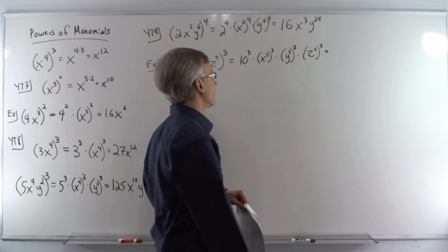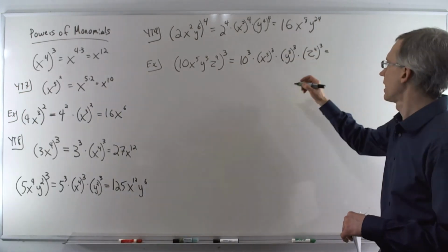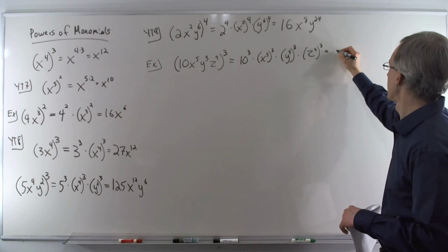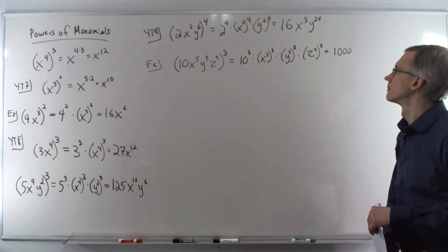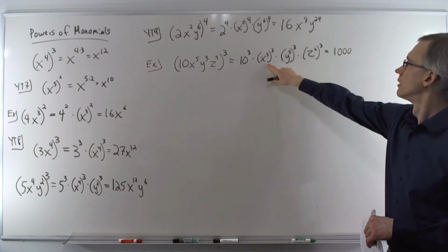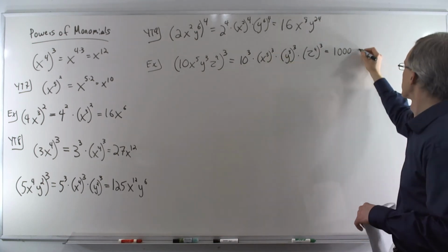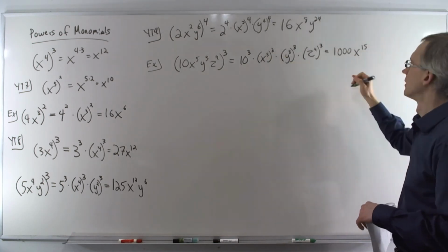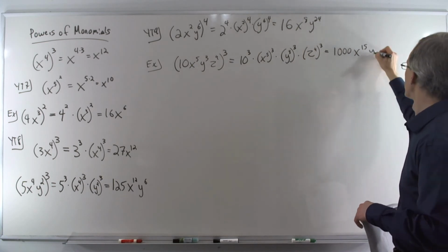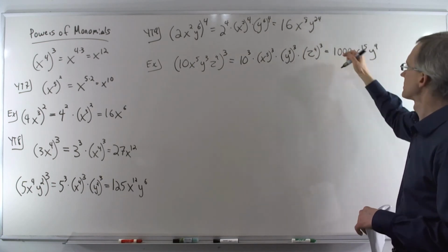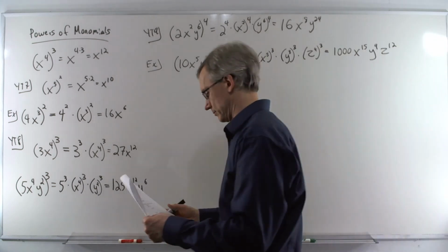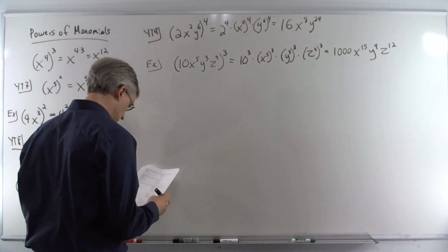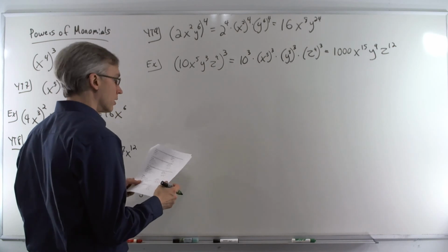All right, 10 to the 3rd. Anytime you have 10 to a power, the power tells us how many 0s, so that's 1,000. Multiply those exponents to get x to the 15th. Multiply those to get 9, y to the 9th. Multiply these exponents to get 12, z to the 12th. Your turn, number 10.